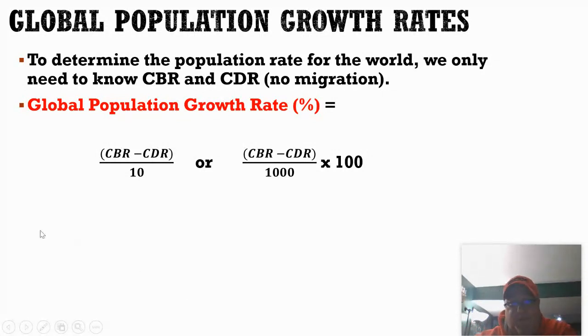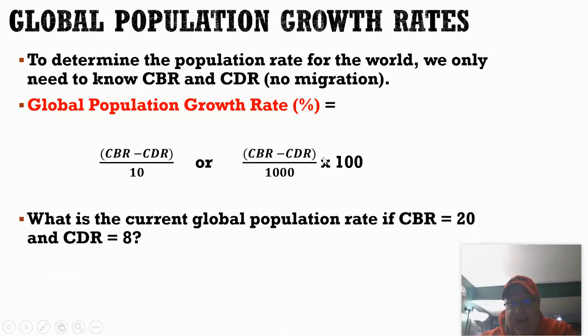And there's actually one of two different formulas that you can use. I like to use this first one. I think it's really easy. Just take the CBR minus the CDR and just divide it by 10. And that's going to give you what your population growth rate is going to be. Or you can do it this way. Either way, you get the same exact answer.